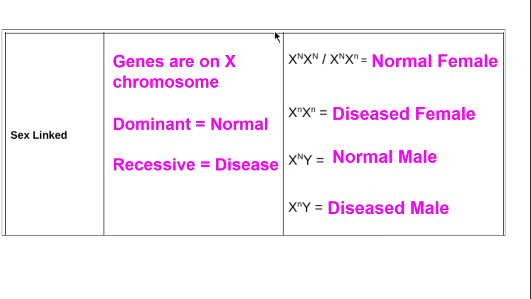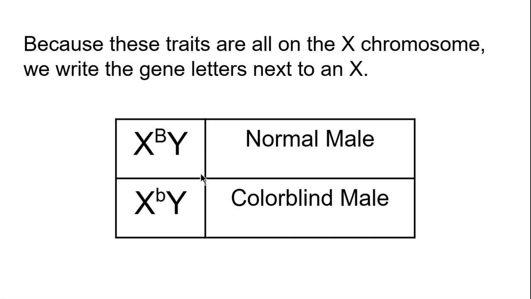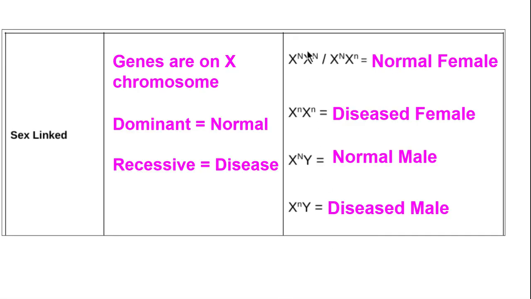So we have a whole bunch of different notations here. A lot of times, you'll notice on this previous example, I had a B. You can use whatever letter you want. A lot of times I encourage students to use an N. Why? Because capital N stands for normal, okay? And the only way they have the disease is if they have two lowercase n's, but you can use whatever you want. So here we have two X's, but they have a capital letter, so they're going to be normal. Here we have two lowercase letters, so they're diseased. Here we have a male with an X and a Y, so they have one uppercase letter, so they're normal. And here, X with a little n and Y, they have the disease.